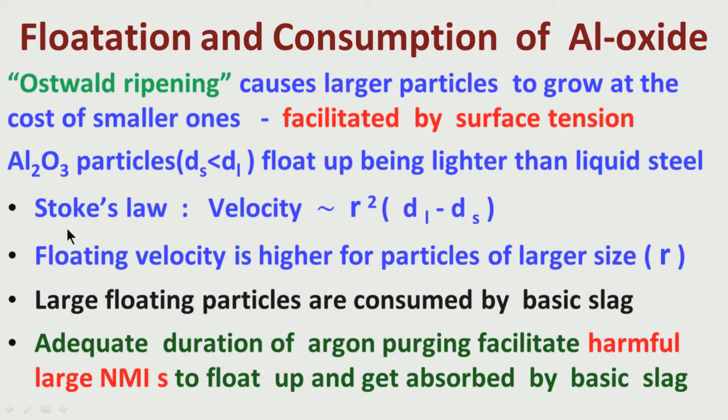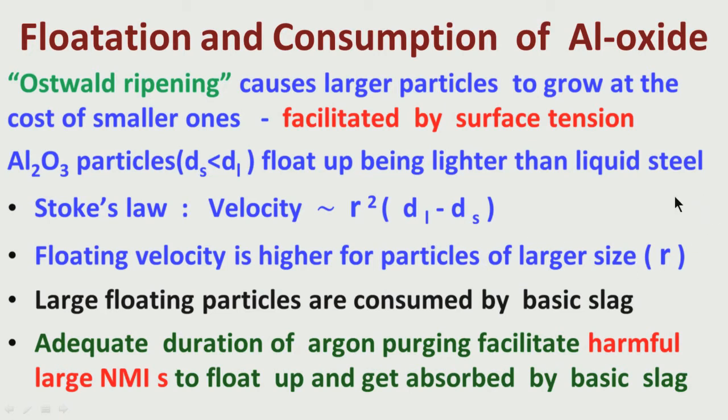We can get this idea from Stokes' law, because the velocity is directly proportional to the square of the size of the particles. The larger the size, the higher the velocity, and the faster the particles will move to the top. And why are these particles floating? Because they are lighter; their density ds is less than dl, that is, the density of the liquid.